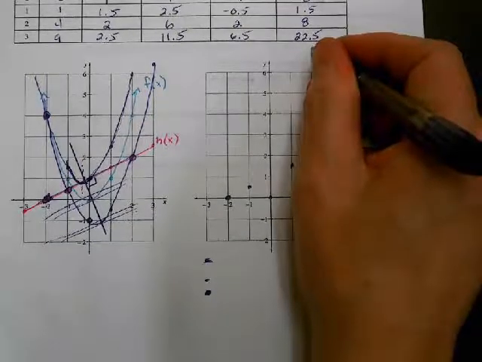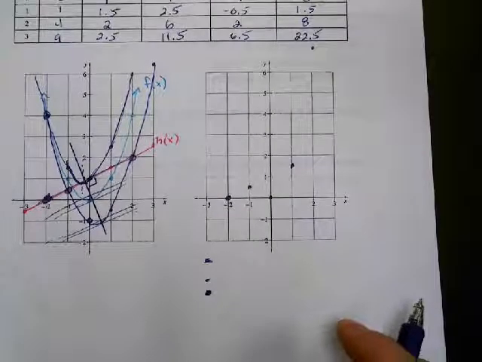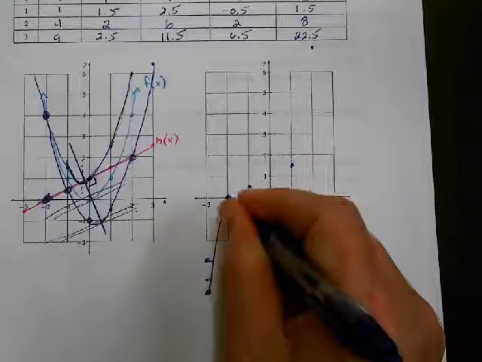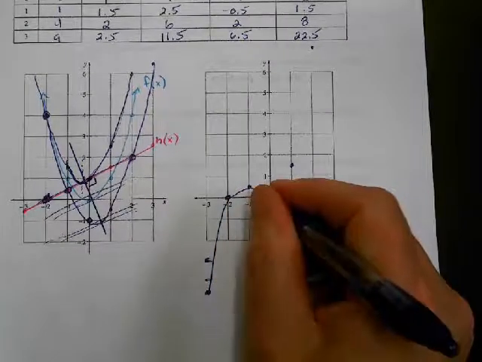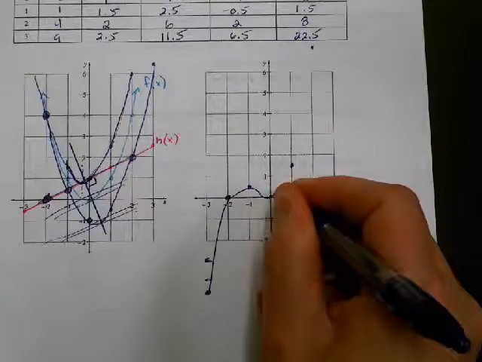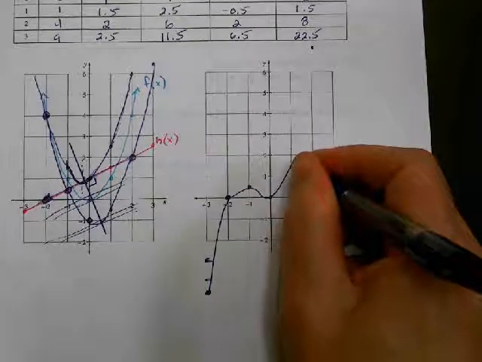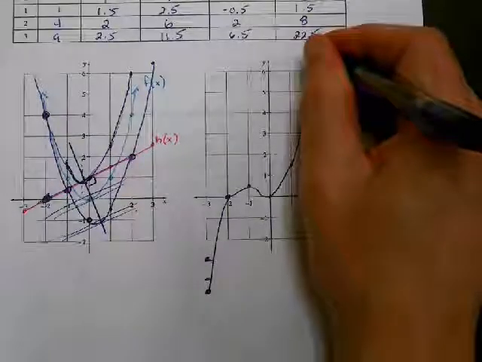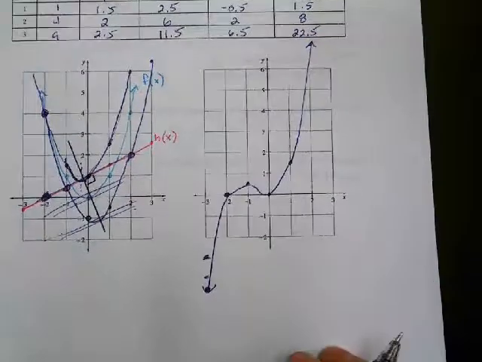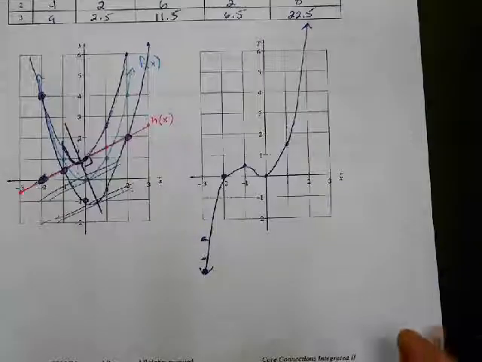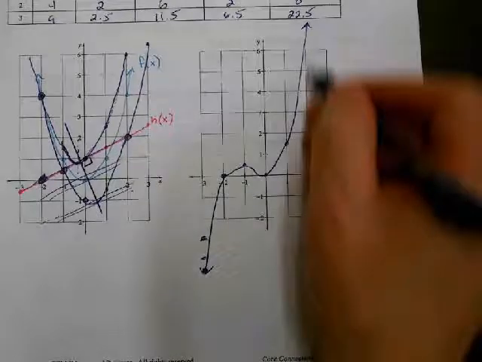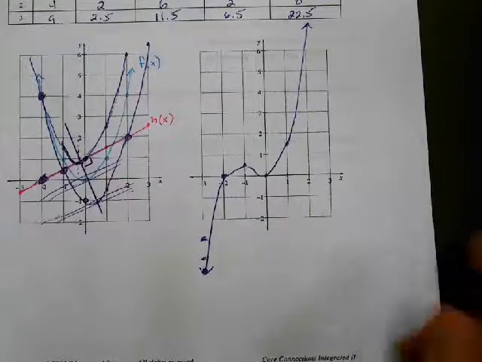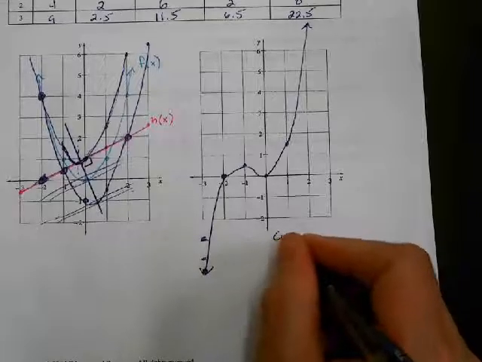Here's what's happened. If we connect these points together, what we get is something like this. I didn't hit it correct, but close enough. So we get this weird graph here where it's changing directions twice. So this is what's called a cubic graph. Now, why is that a cubic graph?